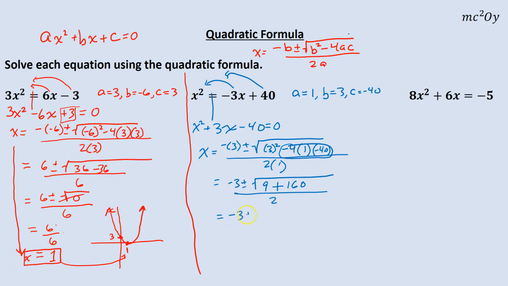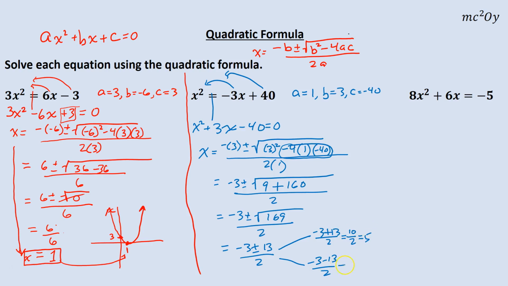So we get negative 3 plus minus the root of 169 over 2, which is equal to negative 3 plus minus 13 over 2. So from here, you really have two problems. You have negative 3 plus 13 divided by 2, and negative 3 minus 13 divided by 2. So that is 10 over 2, also known as 5. And this one is negative 16 over 2, also known as negative 8. So my solutions here: x equals negative 8, and it equals 5.